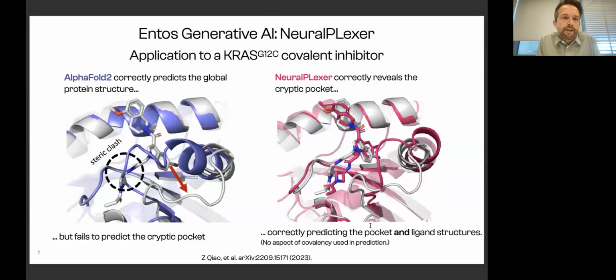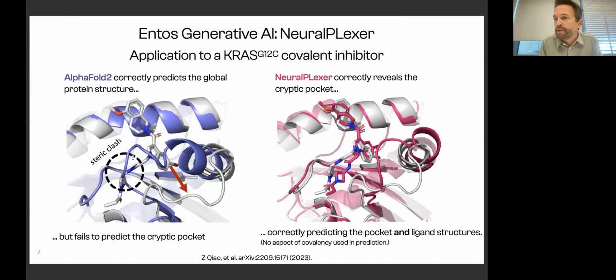So just to show how Neural PLEXURE works in an example that I'm sure is very familiar to many in this audience, including our esteemed moderator, the KRAS G12C example is a classic cryptic pocket challenge, one for which the identification of the location of the pocket is difficult by the fact that in the protein's resting state, it would be occluded.